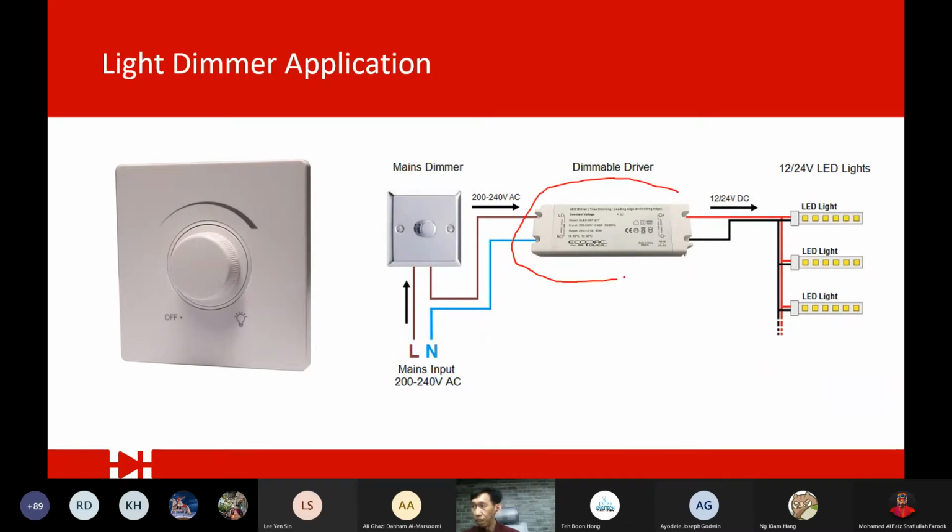So it's basically an AC to DC and DC to DC converter. The AC to DC is here, and the DC is very high, right? Then you will need to have a DC-DC converter. So it's a two-stage. When you see this driver used in the market nowadays, it's always a two-stage converter to control the brightness of the light.